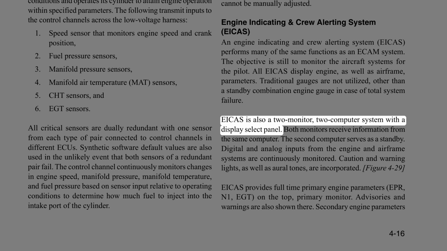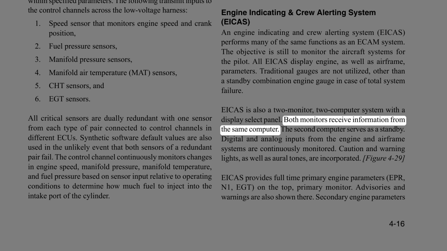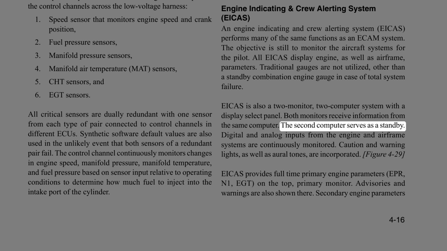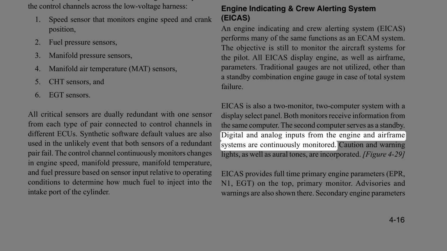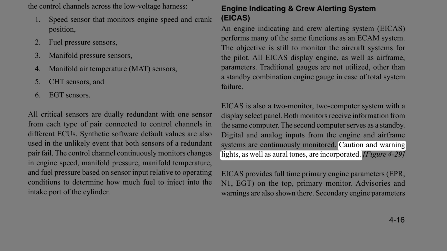EICAS is also a two-monitor, two-computer system with a display select panel. Both monitors receive information from the same computer. The second computer serves as a standby. Digital and analog inputs from the engine and airframe systems are continuously monitored. Caution and warning lights, as well as aural tones, are incorporated.